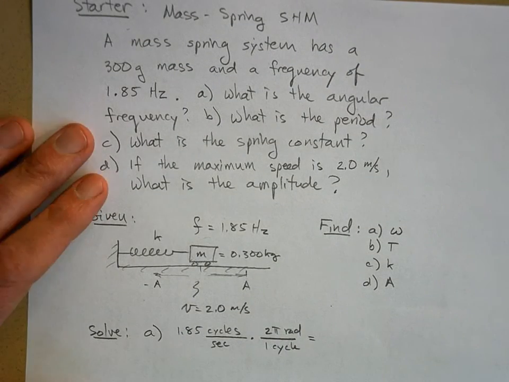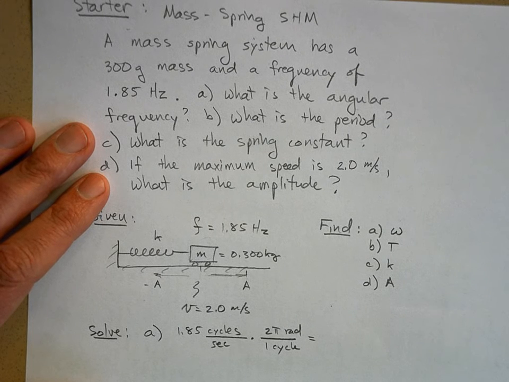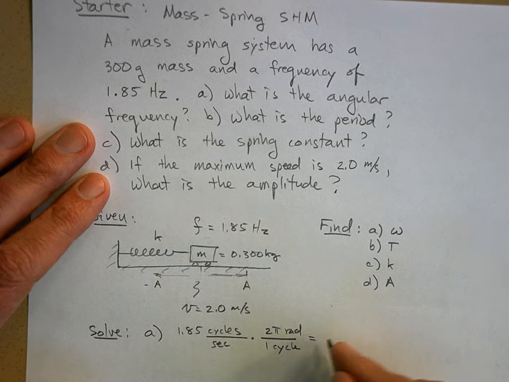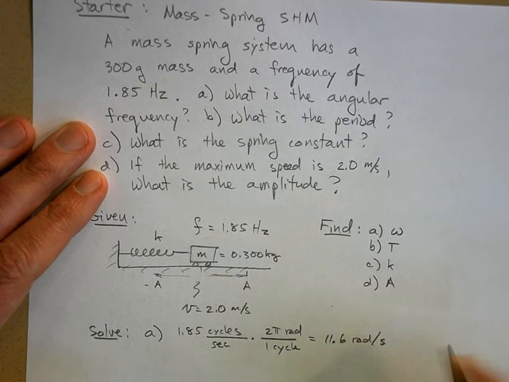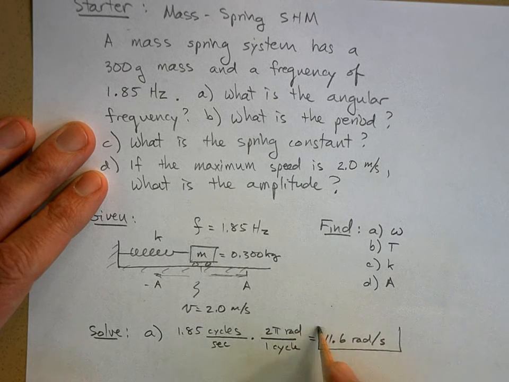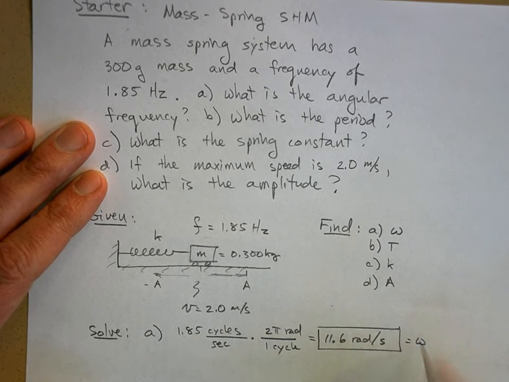And so I'll get my calculator. So that's 1.85 times 2 times pi equals, and I get 11.6 radians per second. And that's equal to omega.